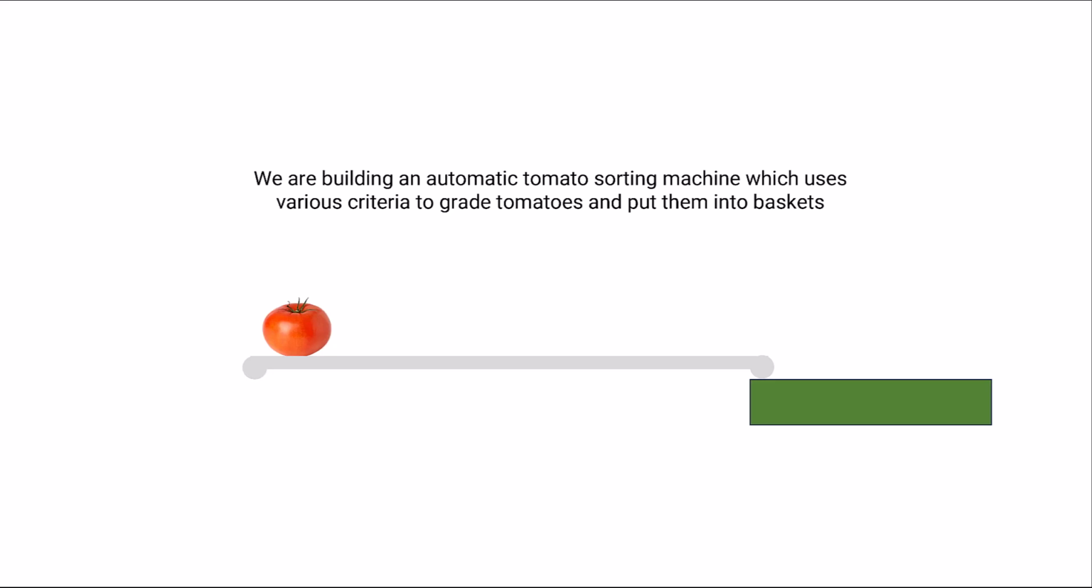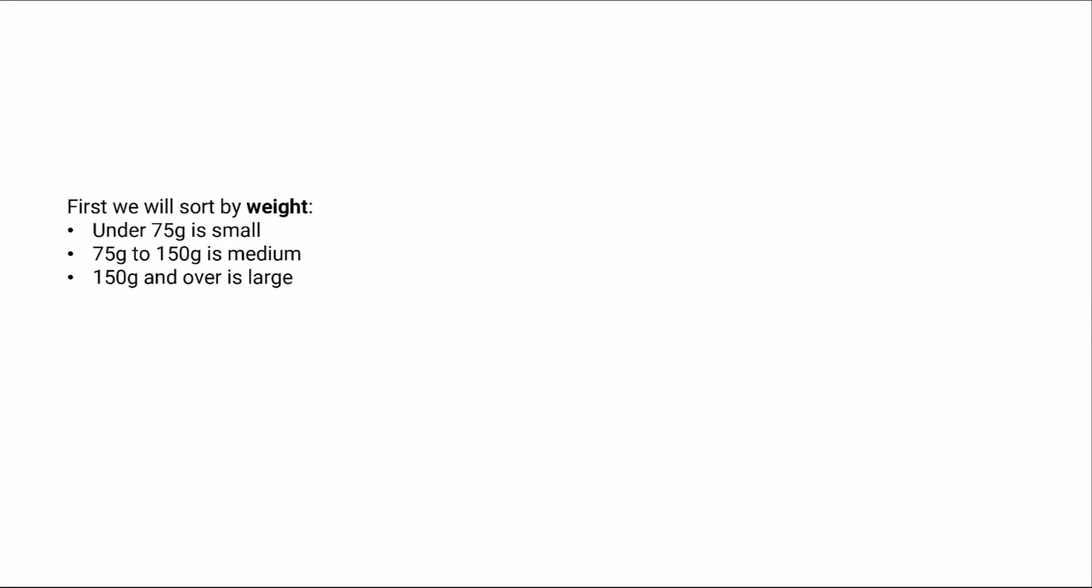So today people put the tomatoes onto sorting tables and the humans sort them out into baskets. I want to build a machine that will do that based on various criteria automatically. So the tomato is going to go along the conveyor belt and end up in the right box. So let's have a look at the criteria.